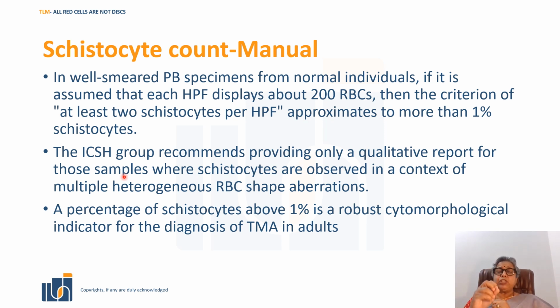A percentage of schistocytes above 1% is a robust cytomorphological indicator for the diagnosis of thromboembolism in adults. So it's very important that we keep this 1% in mind.